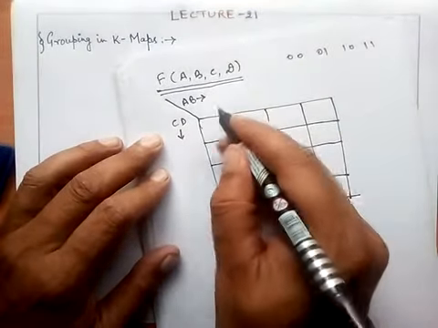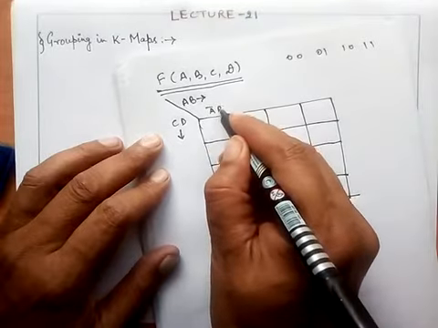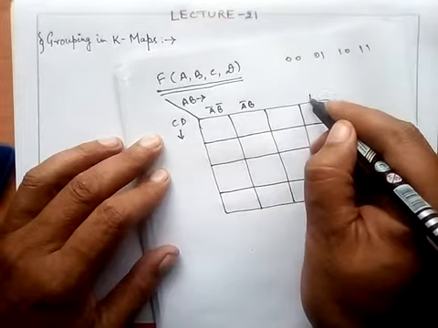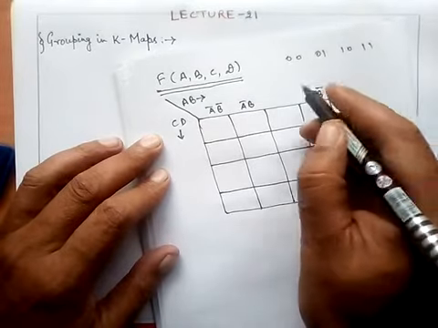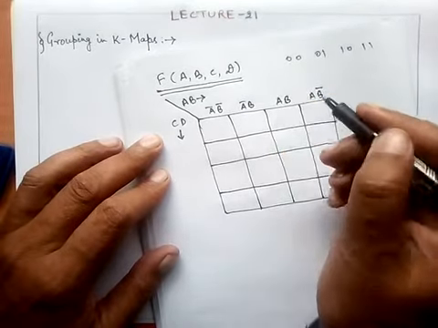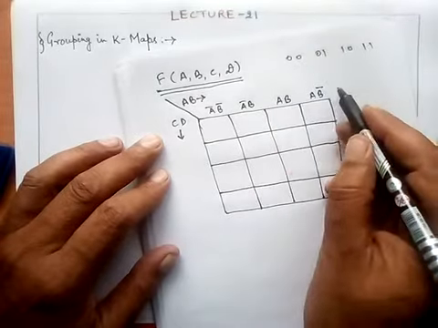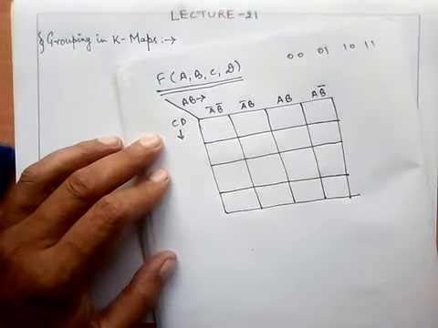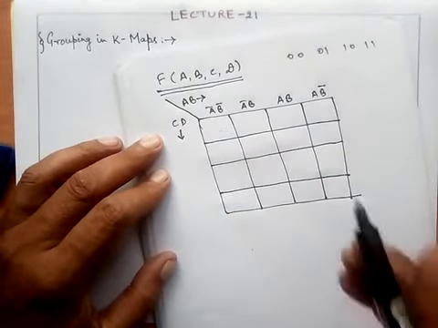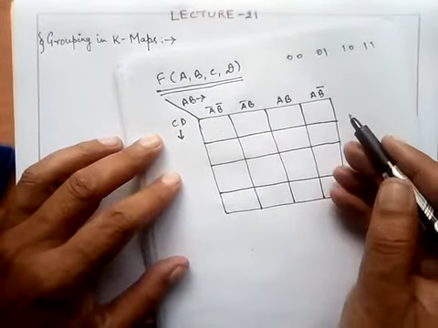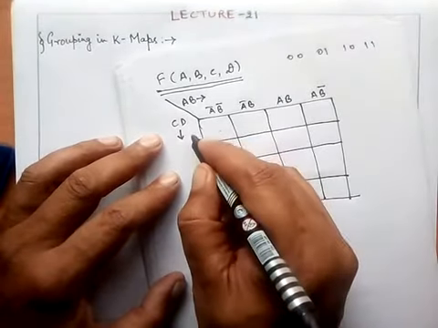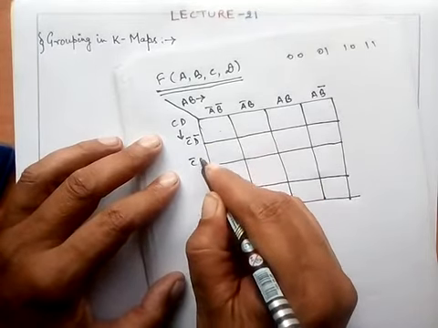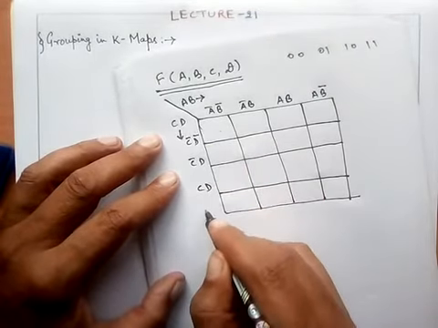So I write 0 0, a bar b bar, 0 1, a bar b, 1 0, a b bar, and 1 1 is a b. This is for a min term, if every cell is representing a min term, or if the expression is in canonical SOP form, or if the expression is the sum of min terms. This is c bar d bar, this is c bar d, this is cd, and this is cd bar.